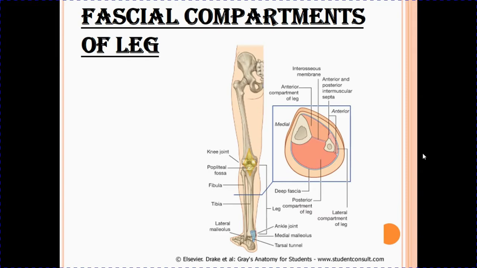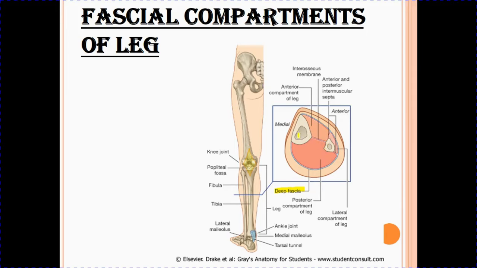Bismillahir Rahmanir Rahim. Fascial compartments of leg. Now you all know that the lower limb is encircled externally by a layer of connective tissue which is called as deep fascia. So deep fascia is a layer of connective tissue which is encircling the muscles of the lower limb. This deep fascia is sending inside septas which divide the leg into compartments.